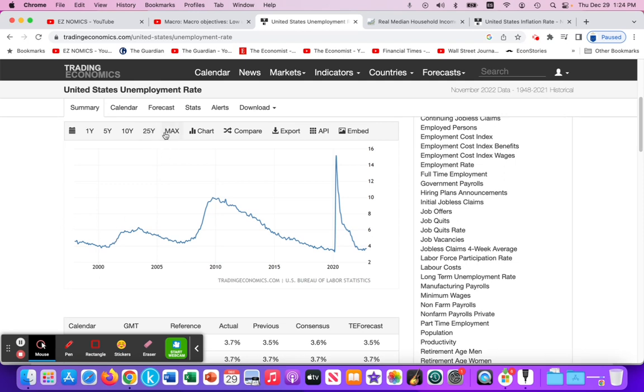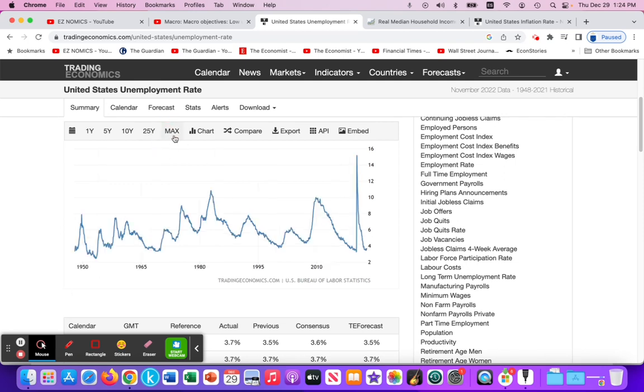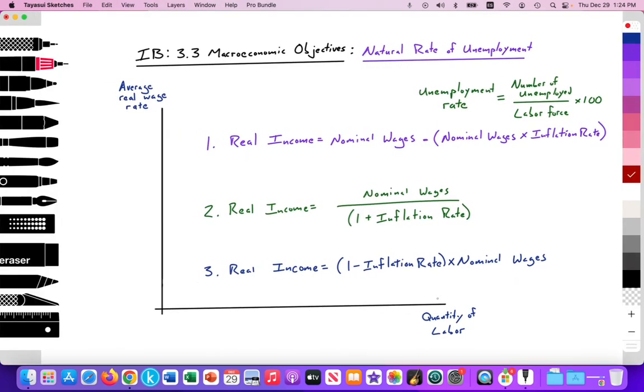Perhaps if we look over a longer period of time, going from 1950 onward, we can see again that unemployment is hovering between 4 and 6%. There might be some economic shocks here and there, but on average, it's between 4 and 6%. So 5% will be our long run average level of unemployment. When we graph this model, which will be shown in the second video after this, we'll be measuring the average real wage rate on the y-axis and the quantity of labor on the x-axis.